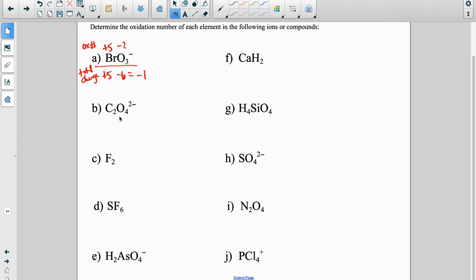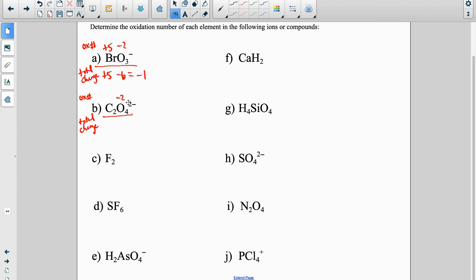All right, let's take a look at part B. Give it a try yourself. If you'd like, pause the video. Here, oxygen again is -2. Okay, so again here I'm going to put my oxidation number on top, and I'm going to add up the total charge below.